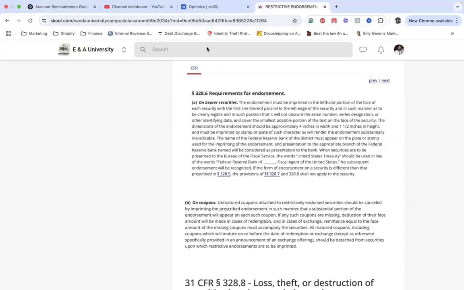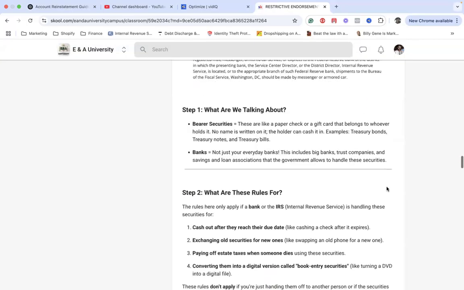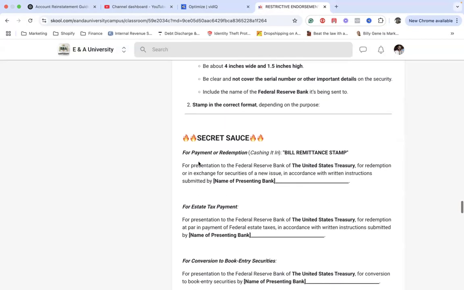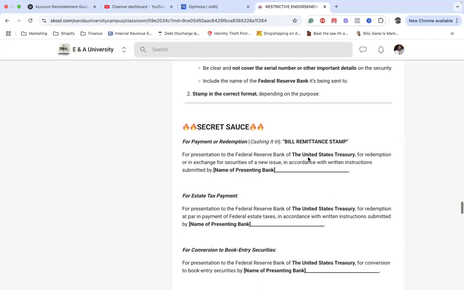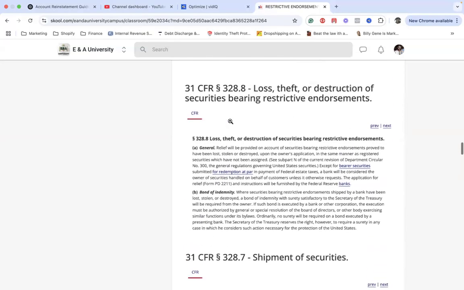Go ahead, Selena. Sorry, but what do they mean by plate? So it's like this. The plate is basically the stamp, right? When you look at a stamp, it has like a box to it. It's like a box when you stamp something. So it's like a square. And that's what it means by plate. A good question.